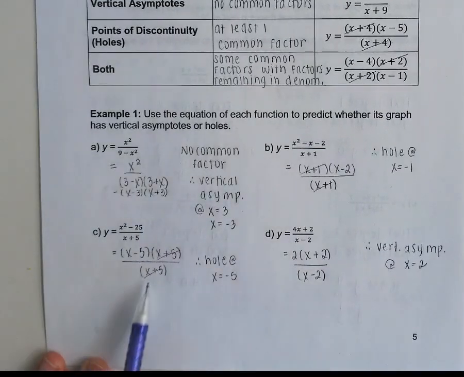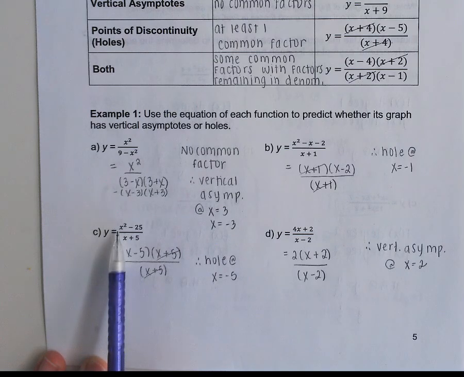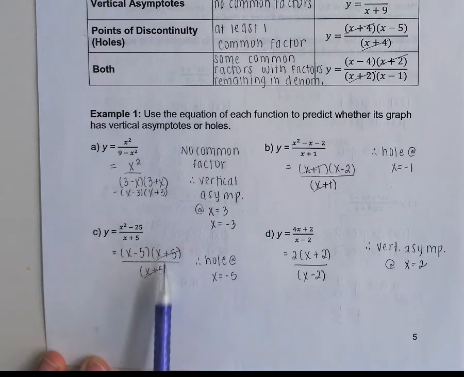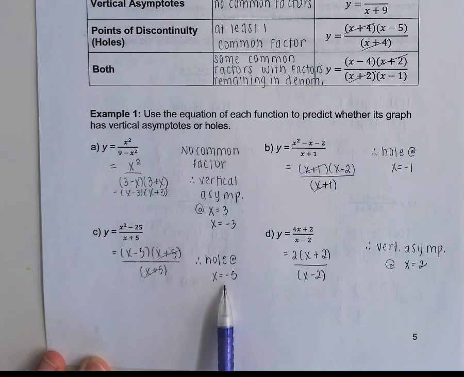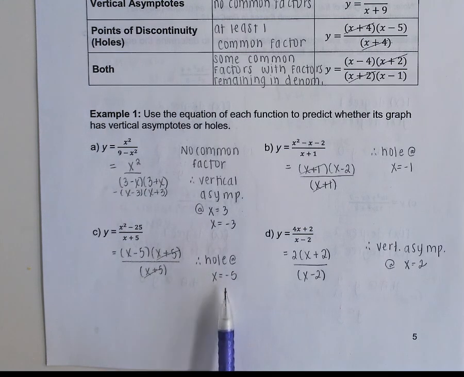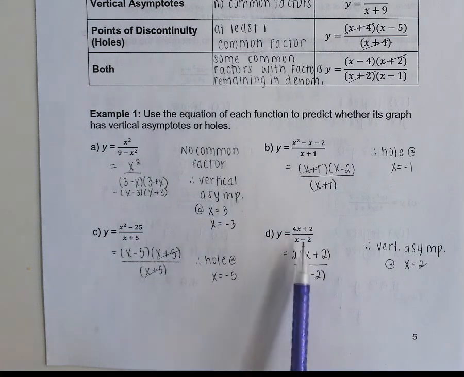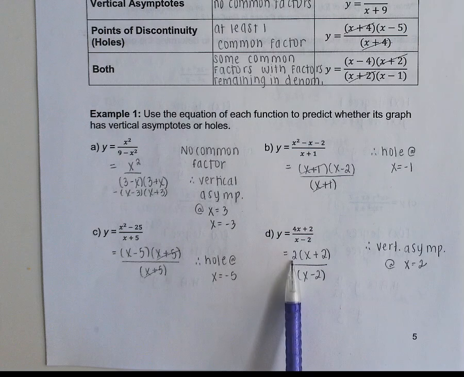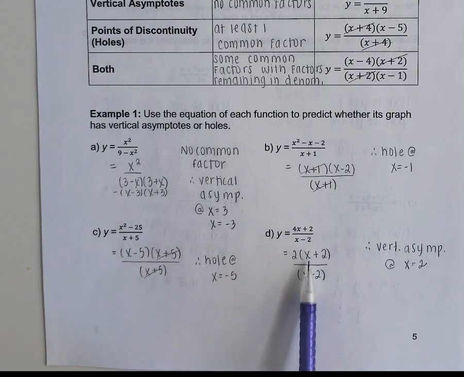In example C, I've got x minus 5 and x plus 5, a difference of squares, when I factor the top. Again, I have a common factor top and bottom, so there would be a hole at x equals -5. And in example D, on the top, all that I can factor out is this common factor of 2, and I get x plus 2, x minus 2.